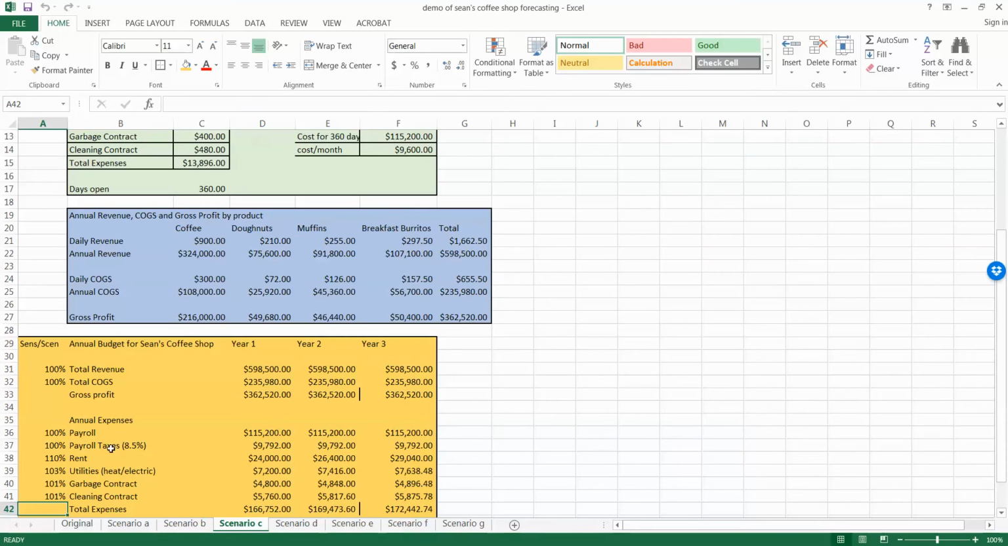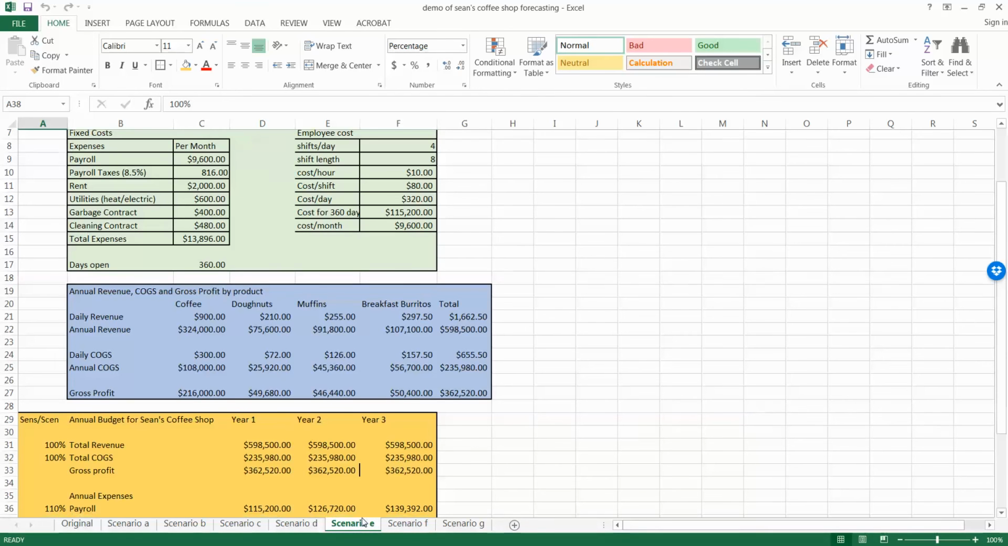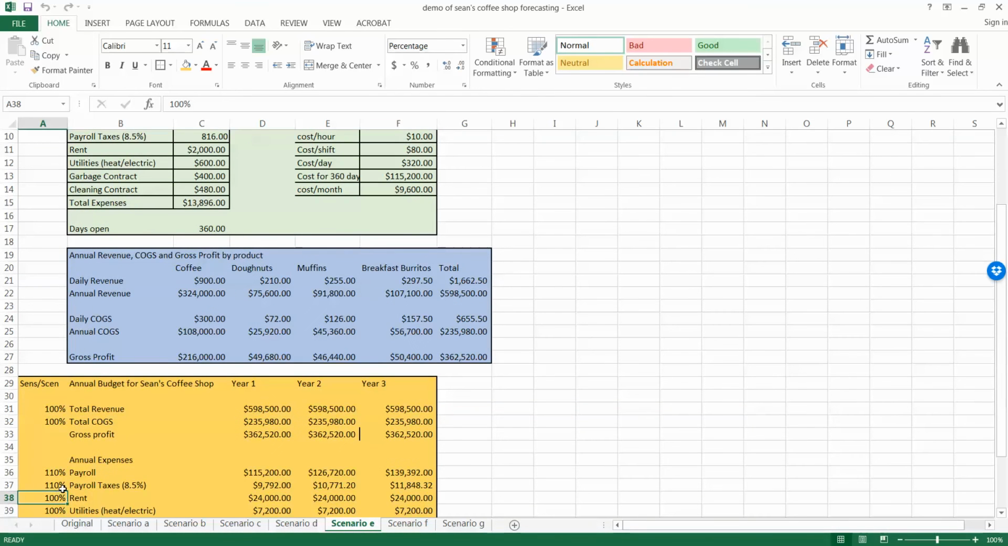In scenario C, you can see that our rent, our utilities, and our garbage contract and cleaning contract are affected. In scenario D, our cost of goods sold is the only thing that's affected. In scenario E, we've got a change in payroll and a similar change, actually identical change, in payroll taxes because payroll taxes are a function of our payroll.